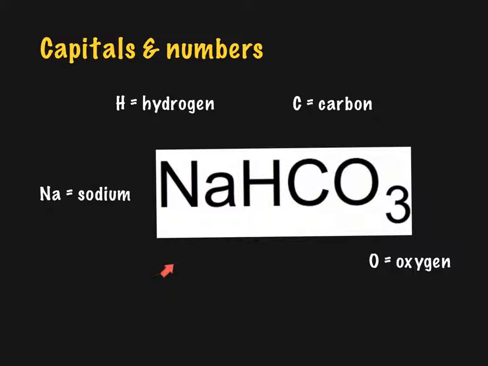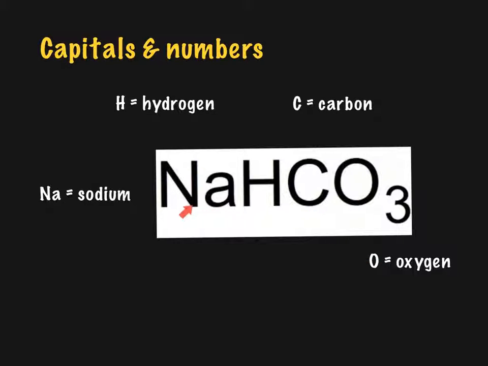This structure here is called sodium hydrogen carbonate, or sometimes we refer to it as sodium bicarbonate. Now, capital letters, 1, 2, 3, 4. How many different elements? 4. Right, Na is for sodium. Don't get confused, sodium is not S. S is sulfur. Sodium's Na. Then the next element I've got is H. H stands for hydrogen. Then I've got C for carbon, and I've got O for oxygen.